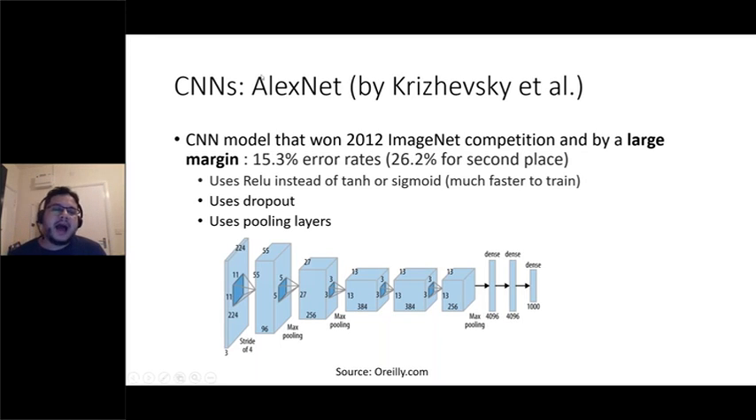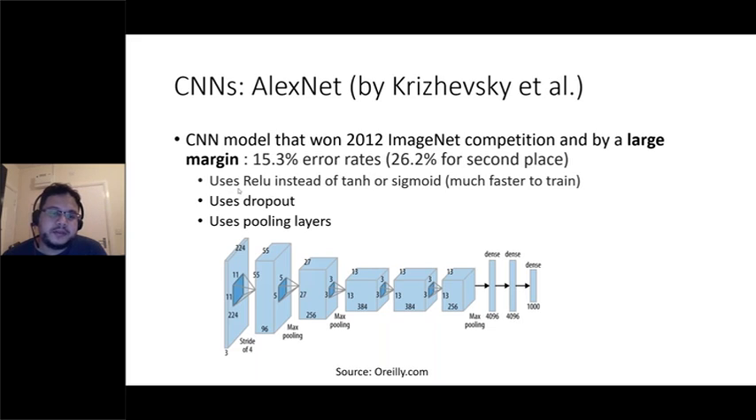Now let's look at AlexNet, one of the first CNNs that we got. This architecture won the 2012 ImageNet competition, and by a large margin. 50% error rate, and the second best was 26% error rate. You can see the difference. It's one of the first CNNs that was used.